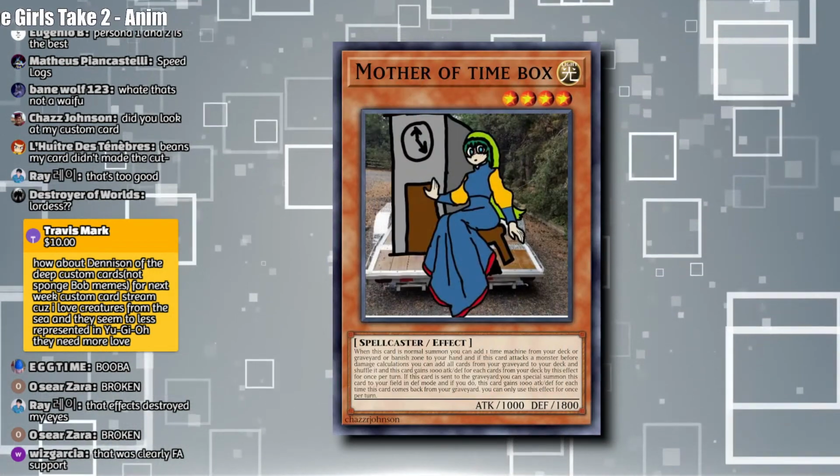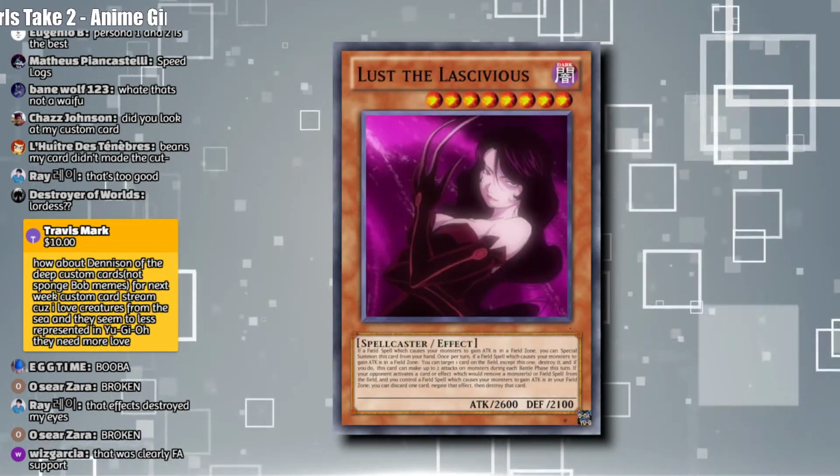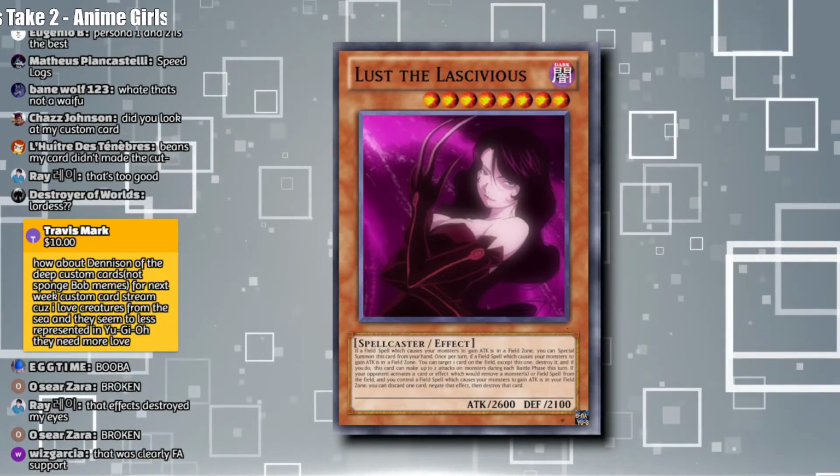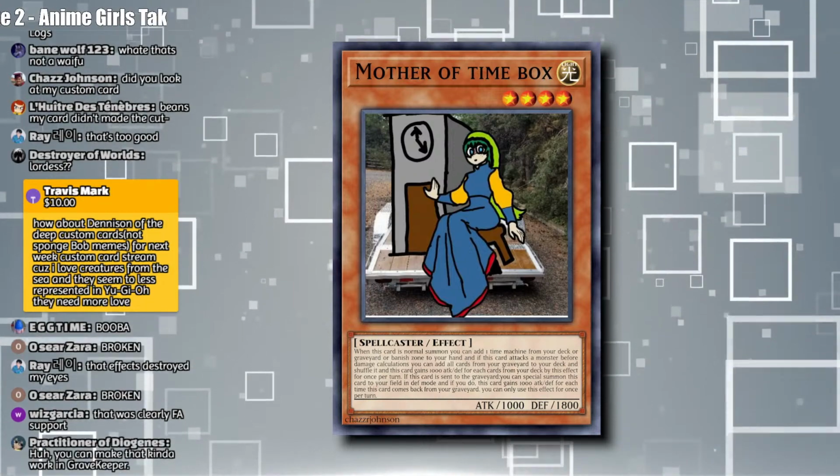Next one. Mother of the Time Box. Wait, is it a Booba card? Oh, it's Lust from Full Metal Alchemist. Pff, get your minds out of the gutter. Mother of the Time Box.